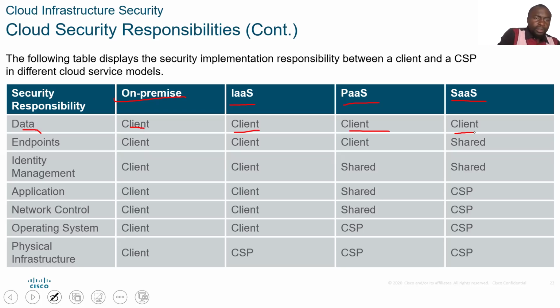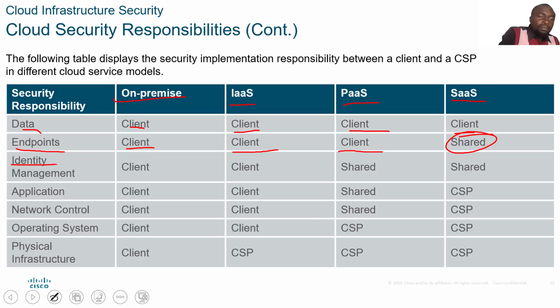Then endpoints. For on-premises it is the client, infrastructure is the client, platform is the client, but software as a service is shared. Why is it shared? It's shared because the endpoint deals with the device itself. So you, as the service provider, are using it, and you need to protect it. The same with the client.